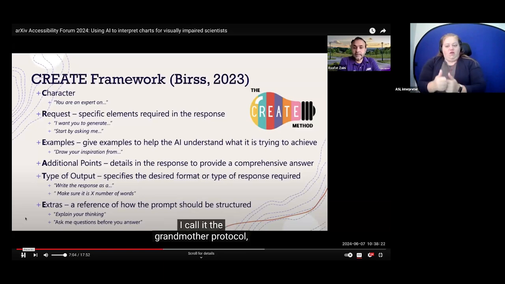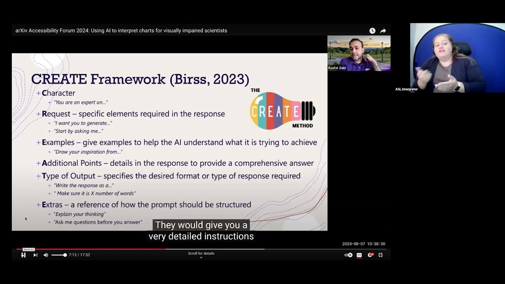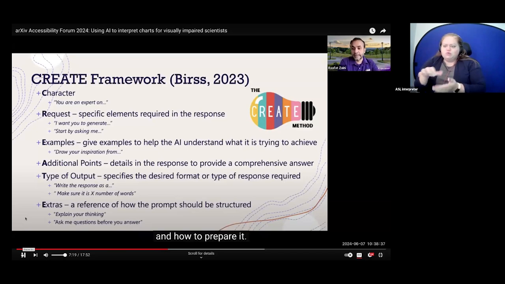I call it the grandmother protocol, which is: imagine grandmother asking you to bring something from the kitchen. They would give you very detailed instructions of what to do and where to go and how to pick it and how to prepare it. So generative AI would benefit very much from a good set of detailed instructions.